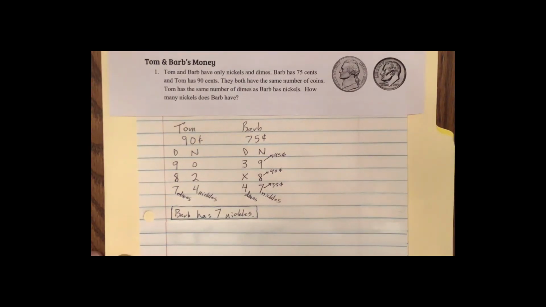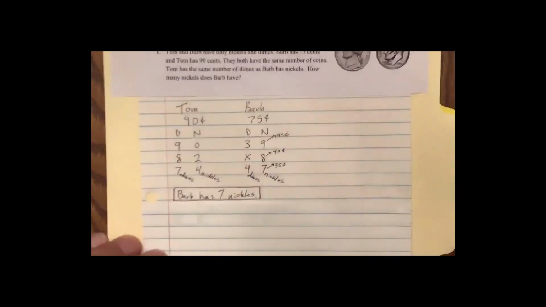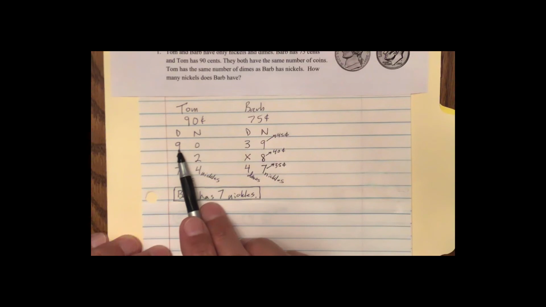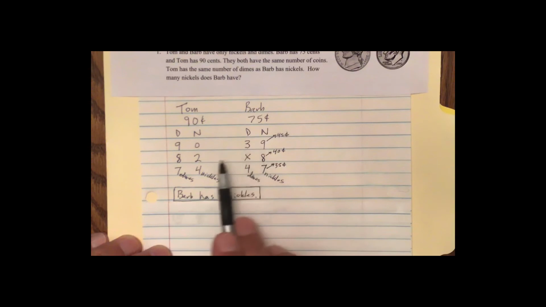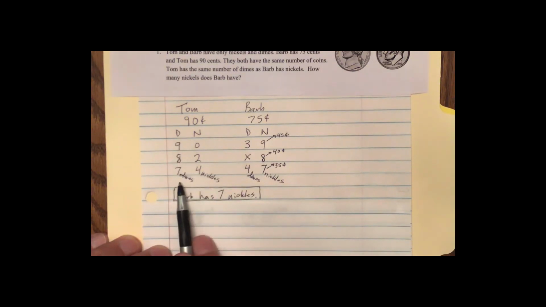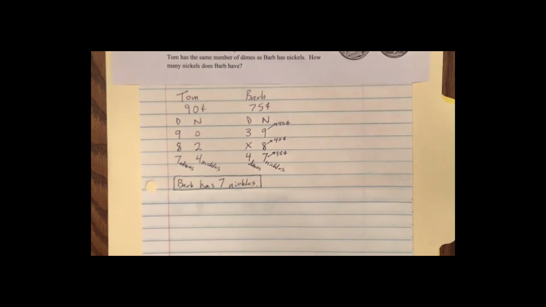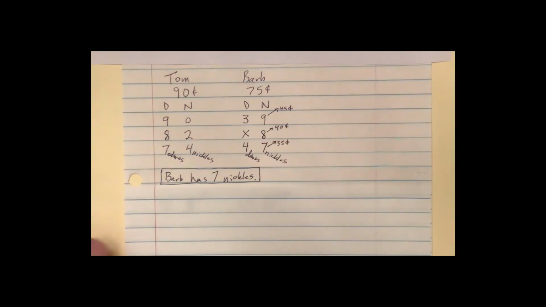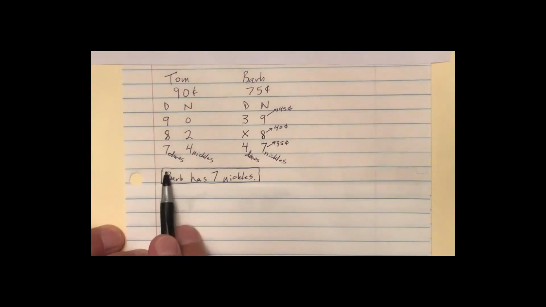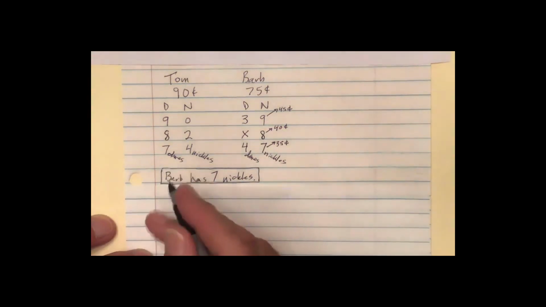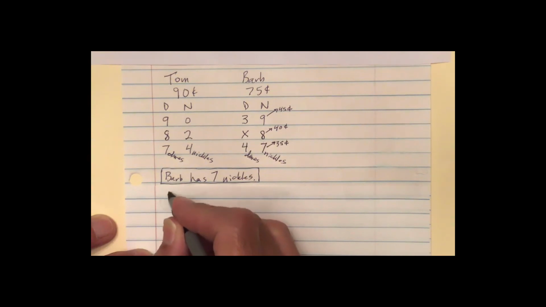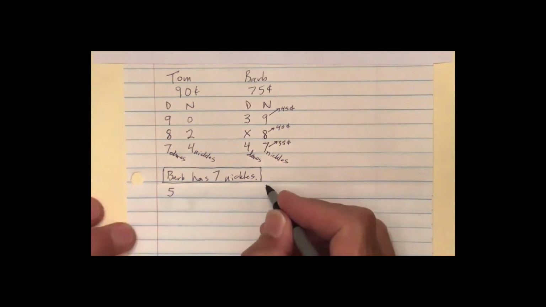Let's see if we can figure out a pattern here. We started out with 9 dimes for Tom, and Tom had too few coins compared to Barb. And then we progressed to the point where they had the same number of coins, 11. Let's continue the pattern. Well, first of all, we know that we can't have 6 dimes here for Tom because we can't have an even number of dimes on this side, which would cause an even number of nickels on this side.